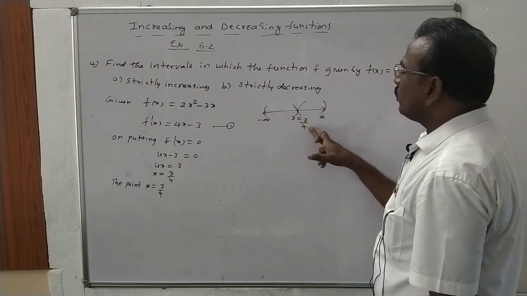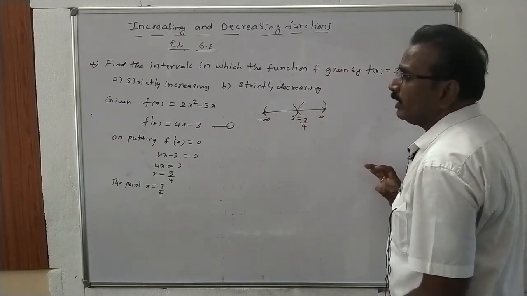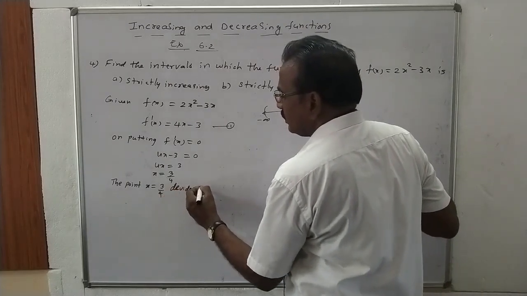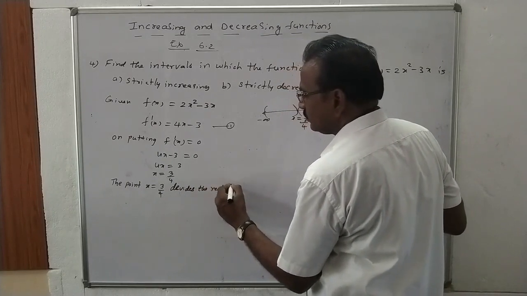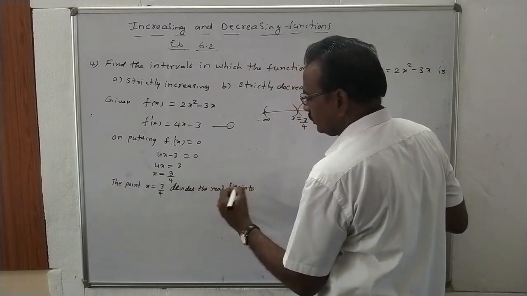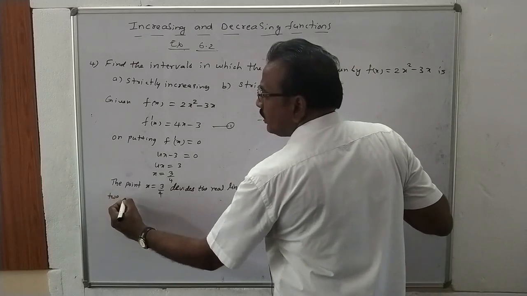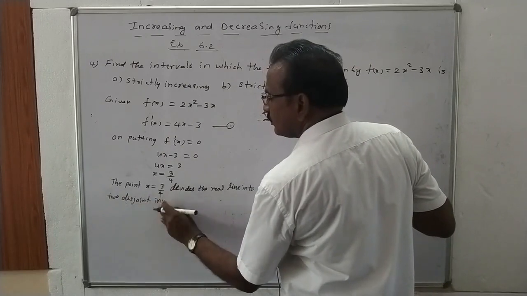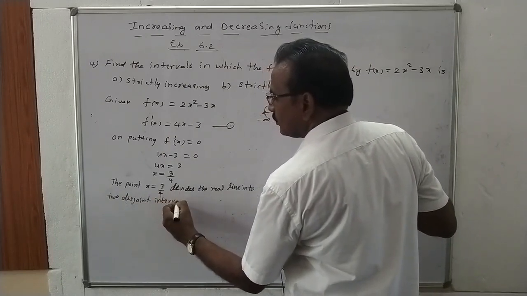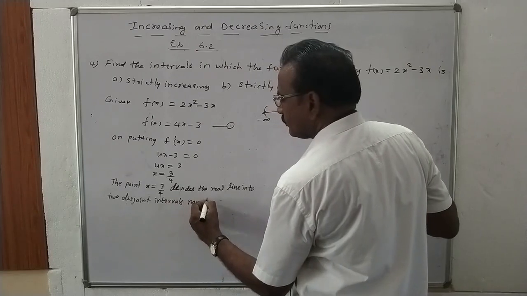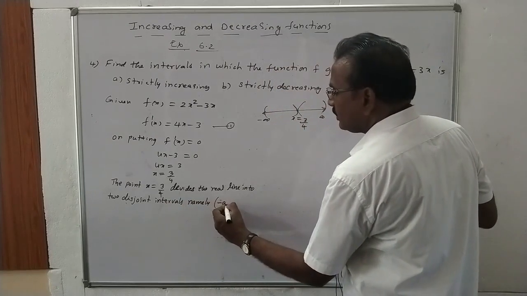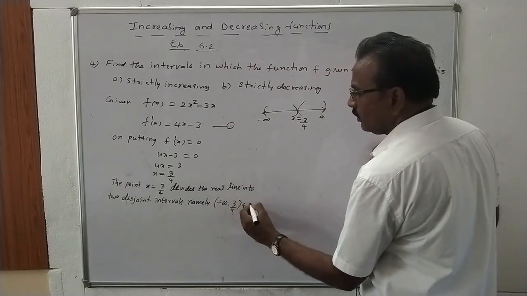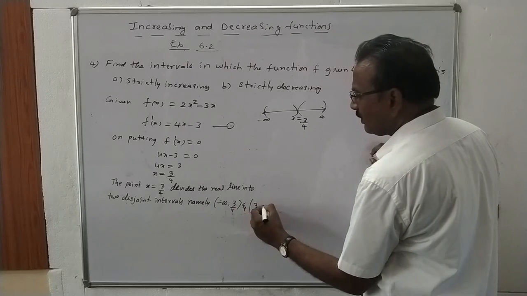Minus infinity comma 3 by 4, open interval 3 by 4 to infinity. Therefore the point x is equal to 3 by 4 divides the real line into two disjoint intervals, namely open interval minus infinity comma 3 by 4 and open interval 3 by 4 to plus infinity.